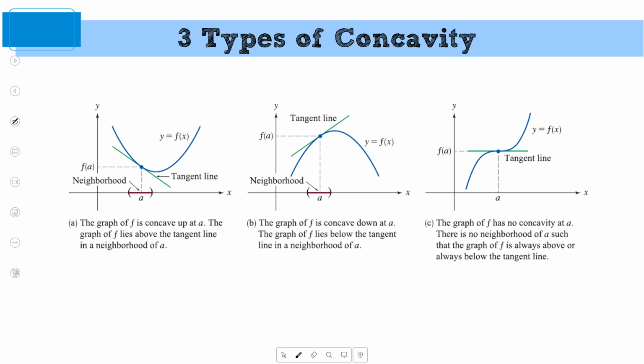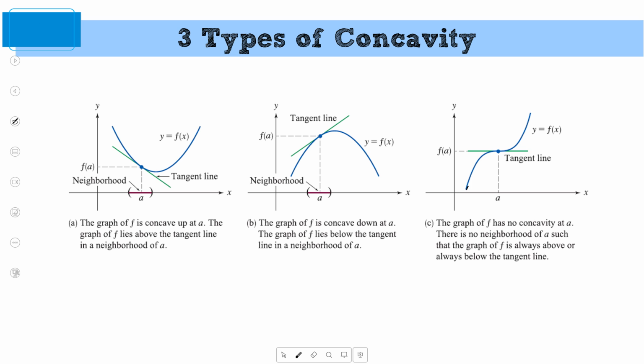So I like to look at the pictures here. The left picture is concave up. Okay, it will hold water. It looks like an upward-facing parabola. The middle picture is concave down. The tangent line is above the curve, but it's more like an umbrella. Won't hold water.